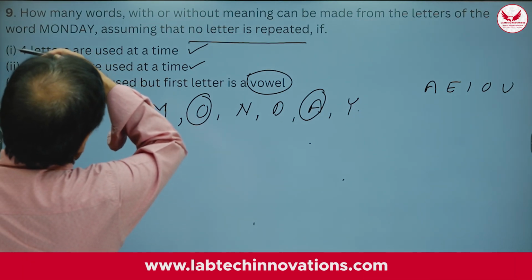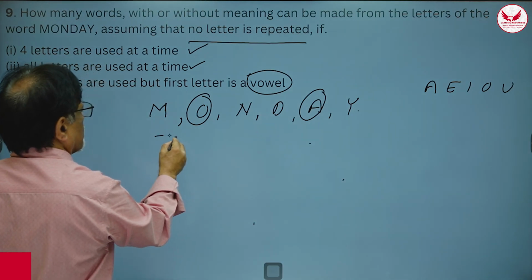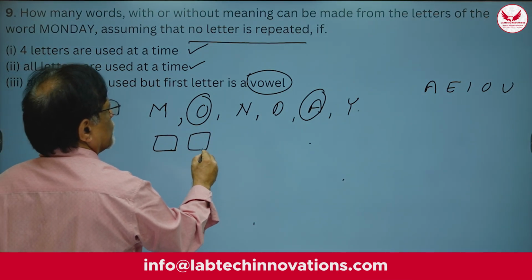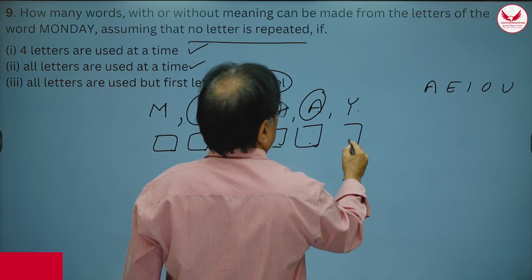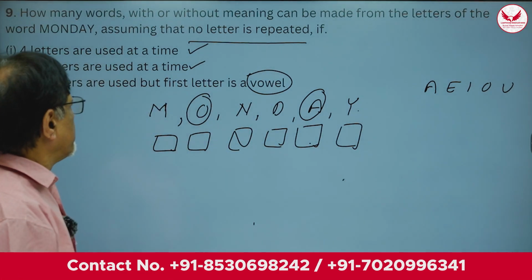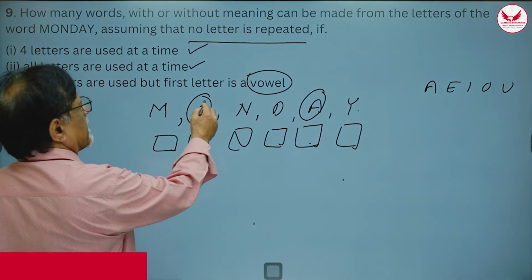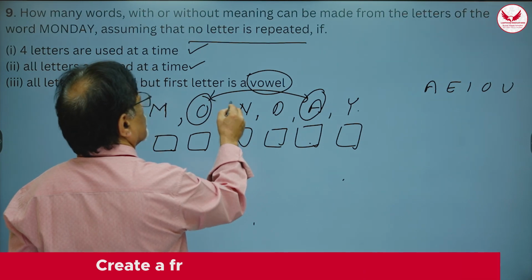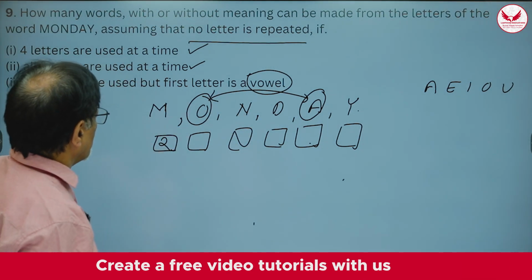Fine. So all letters have to be used. The first letter is a vowel. So we have to use all letters. That means we have to fill up how many places? 1, 2, 3, 4, 5 and 6. 6 places have to be filled. But the first letter must be a vowel. That means the first letter can be chosen only out of these two, right? So the first place can be filled in two ways.